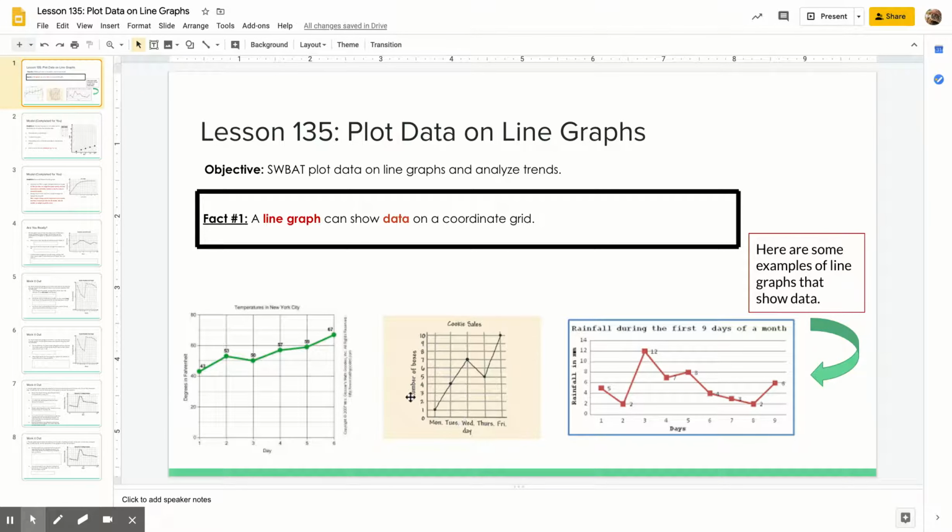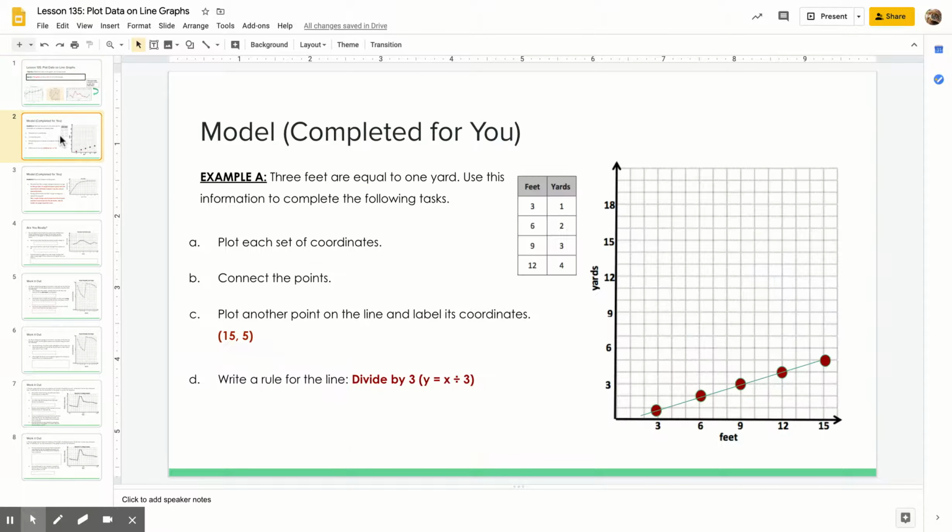This one is days and the number of boxes of cookies. This one is days and rainfall. So depending on what the data is that you're showing, the X and Y axis needs to be labeled, and then you plot the different data points on the graph. So I'm going to show you a model that I already did for you. So the example says 3 feet are equal to 1 yard, and you're going to use this information to complete the tasks. So you have a chart here of 3 feet, 1 yard.